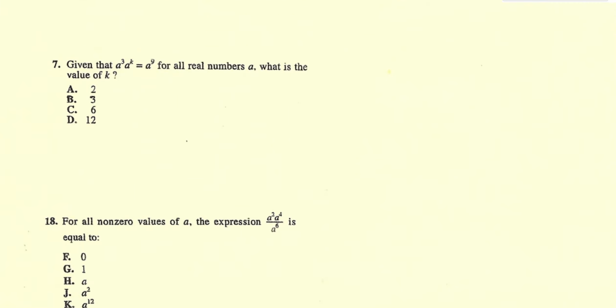Okay, number 7 is a different type of way to ask it, but it's still the same rule. We know that the rule is telling us to add the exponent. So the question says, if I have A to the 3rd times A to the K, and it needs to equal A to the 9th, then what does K need to be? Well, if they've got to add, I know that needs to be 6 because 3 and 6 give me A to the 9th.